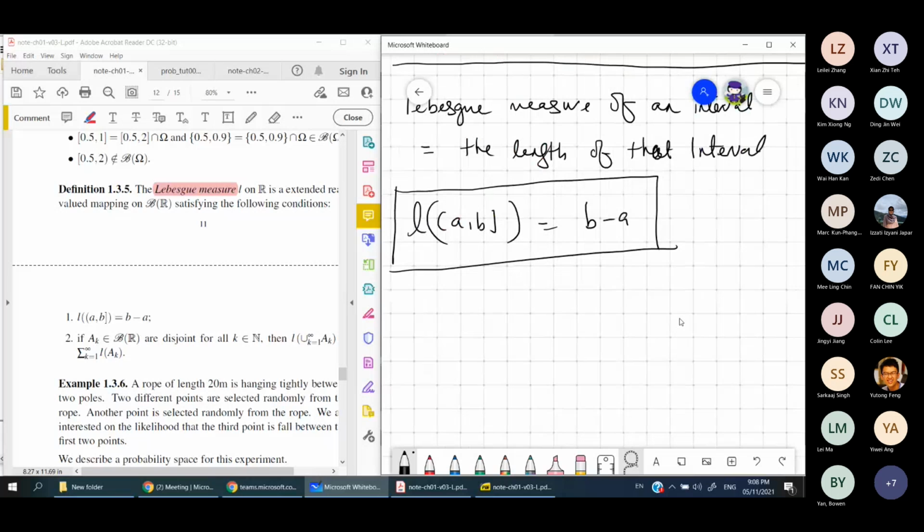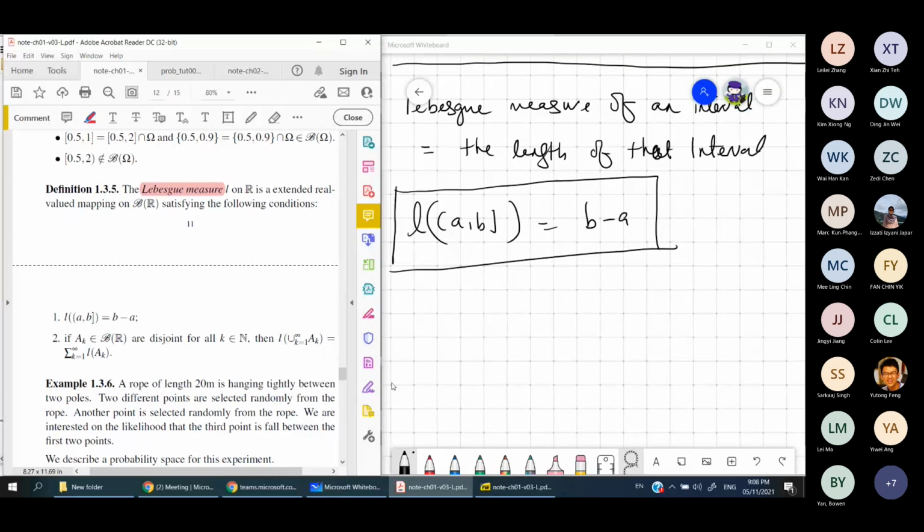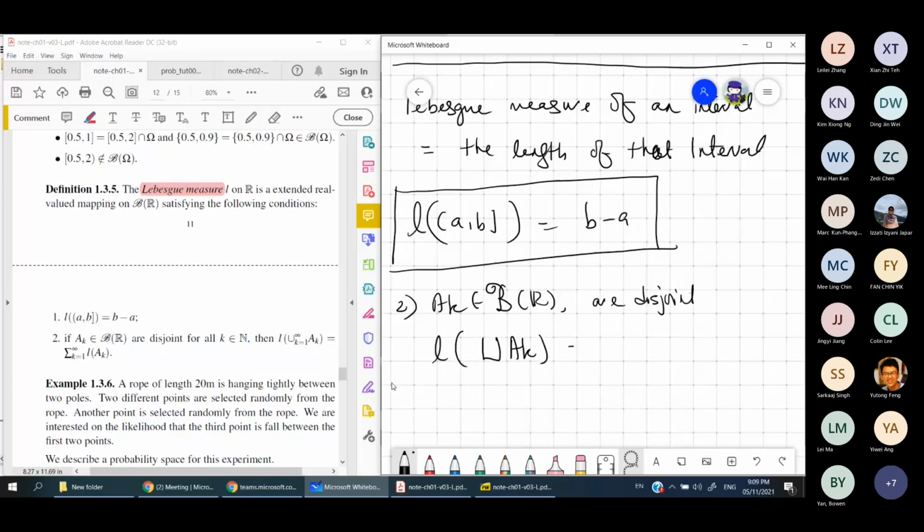Okay, maybe I'll just write down here first. For any interval, we define L of (a, b) to be b minus a. Number 2: when the A_k belong to our Borel subsets and are disjoint, the union of all the A_k will have measure equal to the summation of L of A_k. So this is the case over here.